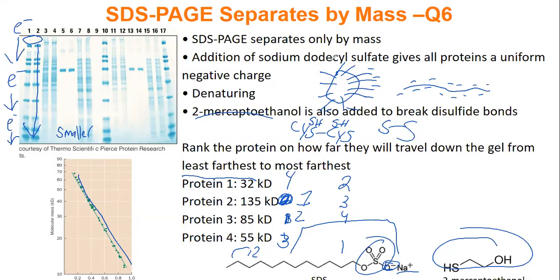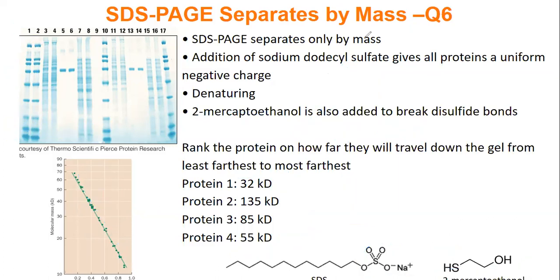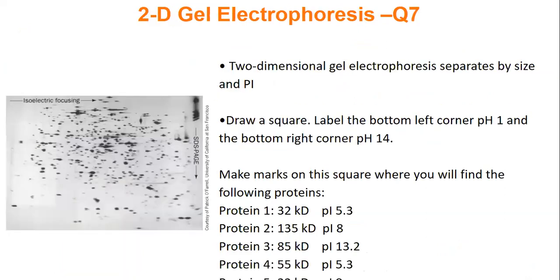Okay. There is also something called native PAGE where you don't add SDS. But yeah, that's a similar idea, just a little bit different. What we're going to talk about, though, is 2D gels, 2D gel electrophoresis. This is where you're separating by two things. Now I can see the protein on the bottom got cut off, so I'm going to rewrite that for you in a second. So in 2D gel electrophoresis, you have a gel.